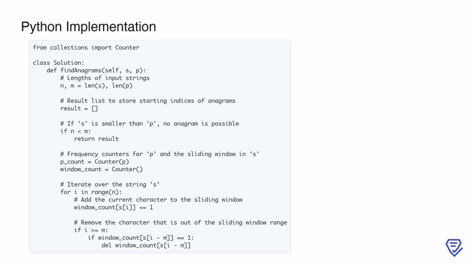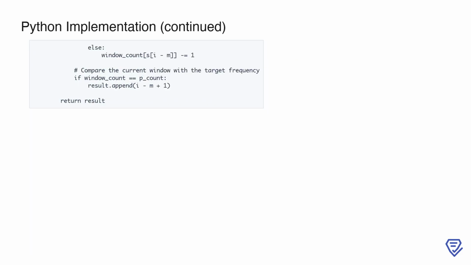If the count of that character becomes exactly 1, we delete the character from window_count entirely to keep the window clean and efficient. If the character being removed from the sliding window has a count greater than 1, we simply decrement its frequency in window_count. This ensures that the window always reflects the frequencies of characters within the current sliding range.